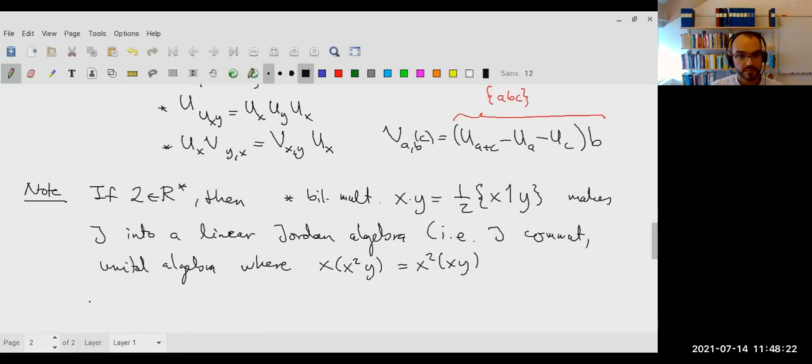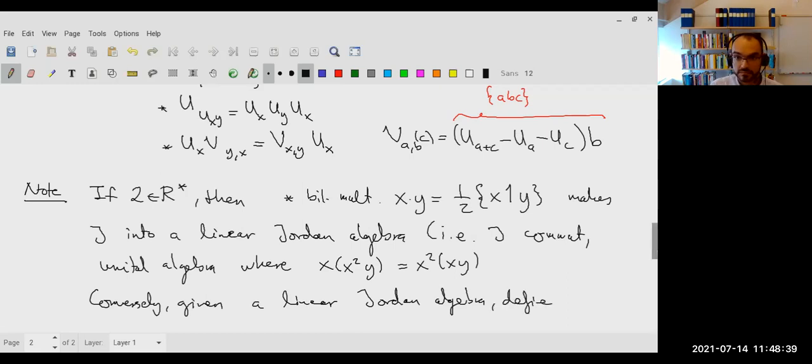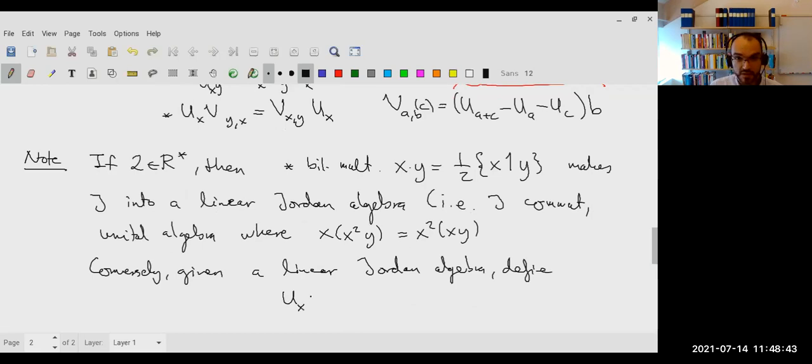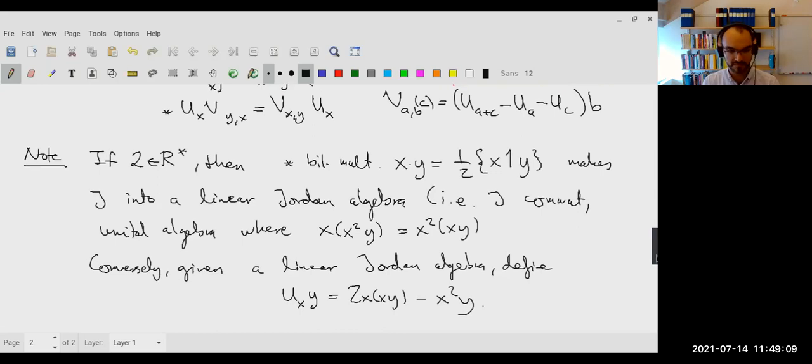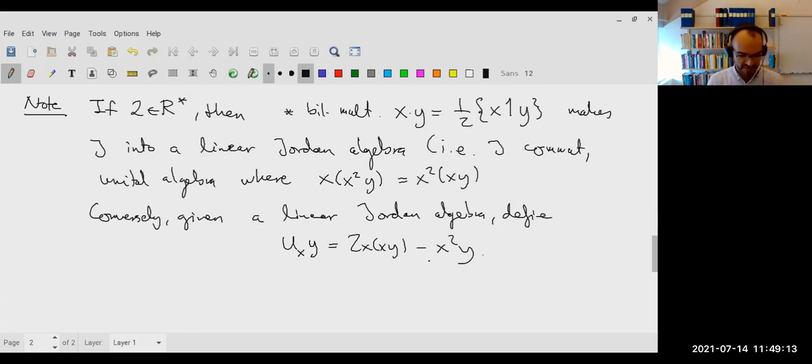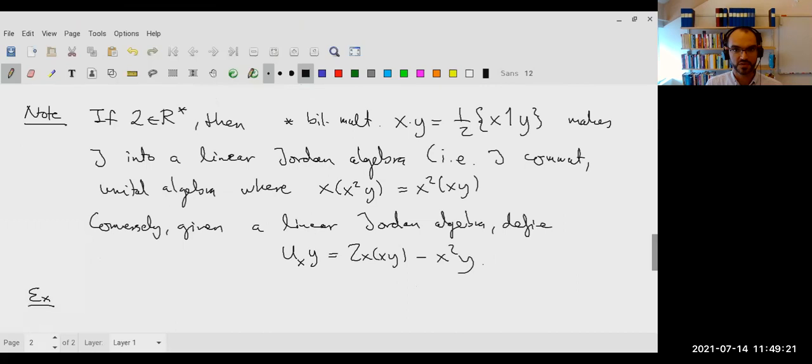And conversely, given a linear Jordan algebra, you can define the operator Ux in such a way that Uxy is 2x times xy minus x square y. And then you get a quadratic Jordan algebra as I defined it here. So when two is invertible, I should say, since we work over rings, this is the same thing, but McCrimmon's definition gives the right thing in characteristic two and in general when two is not invertible. And so we're one step closer to defining the Albert algebras. But as you can see, it's a non-associative algebra, so you need some other structure that is more friendly to work with.